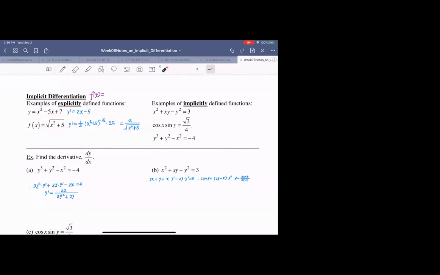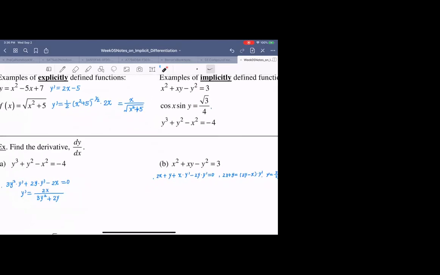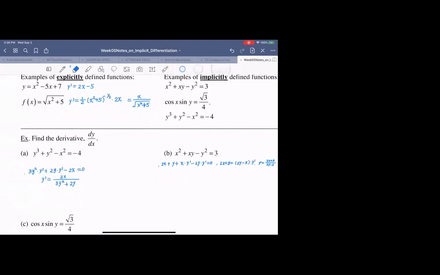But sometimes we are given this kind of function, this kind of equation. This one, you won't be able to get your y value, okay? This one, you might be able to get your y value, but this one, you don't get your y value easily. For those kinds of situations, we have to use the implicit method. So let's work out this one together.